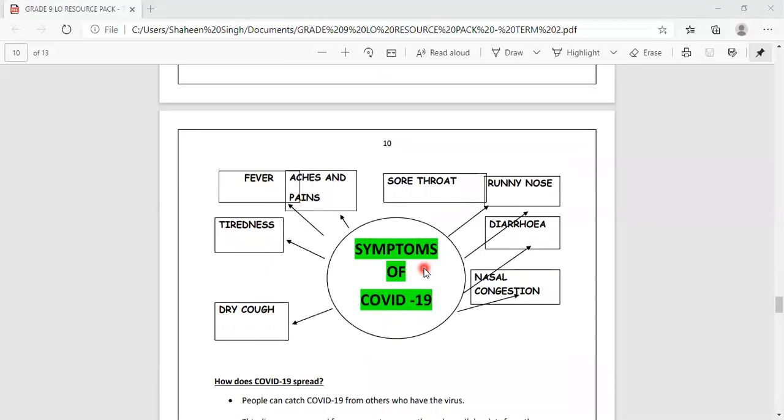Now, moving on to the symptoms of COVID-19. As you can see, they are very much similar to that of the flu, such as the dry cough, tiredness, fever, aches and pains, a sore throat, runny nose, diarrhea, and nasal congestion.